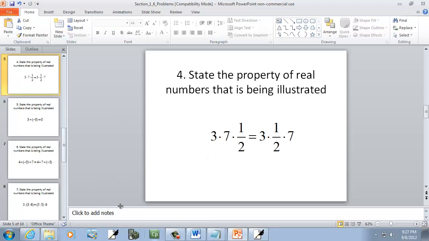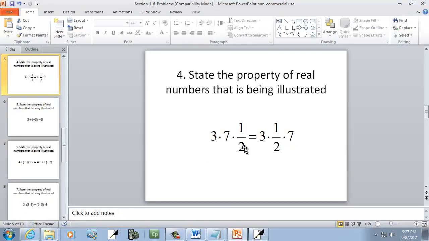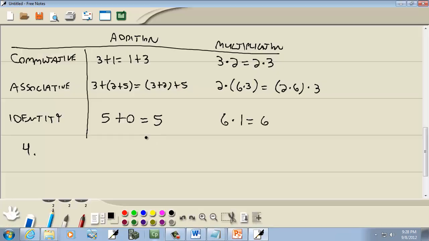Okay, number 4. It says state the property of real numbers as being illustrated. 3 times 7 times 1/2, 3 times 1/2 times 7. Looks like they flipped around the 7 and 1/2. When you flip things, that's commutative. So this one would be commutative. Sometimes books will say commutative property of multiplication, but commutative is good enough for me.